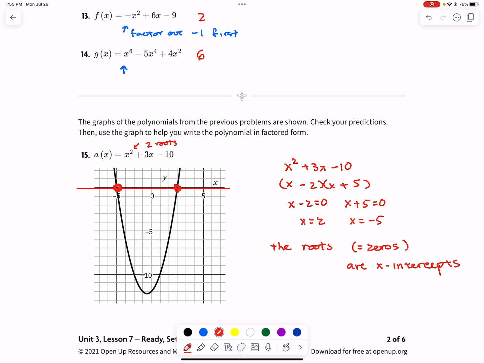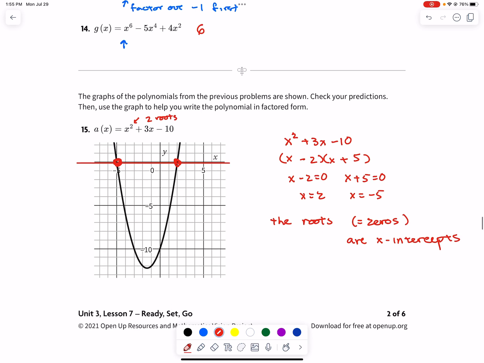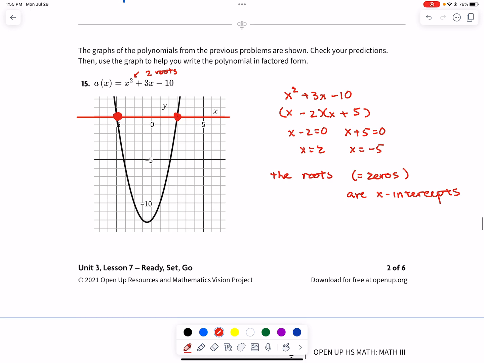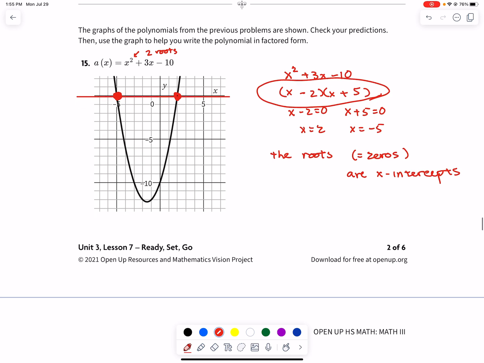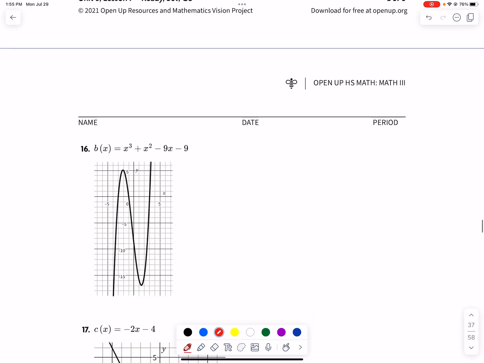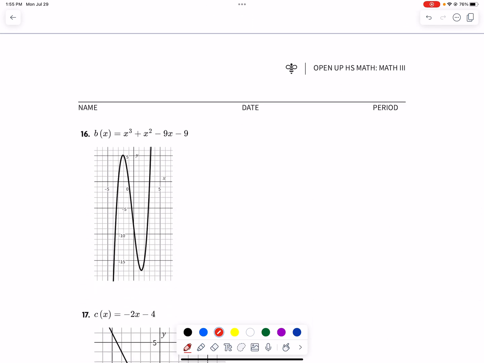Now you can write the x-intercept as points or as just x values. There doesn't seem to be a consistency in the textbooks about that. Okay, so the factored form is x minus 2 times x plus 5, which we could have done roots first. Next one.